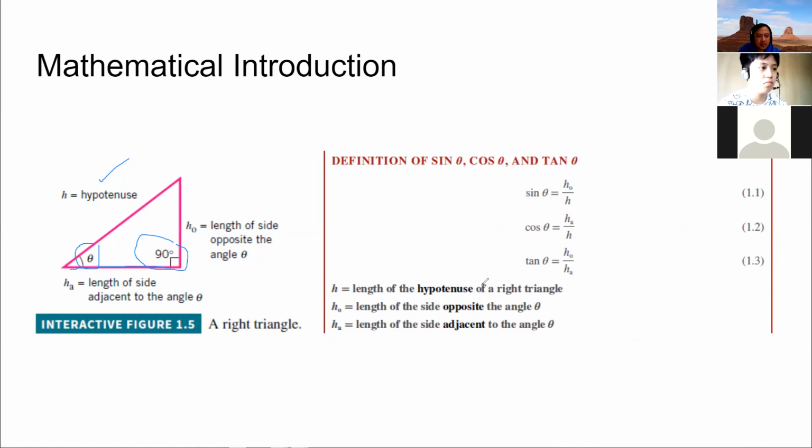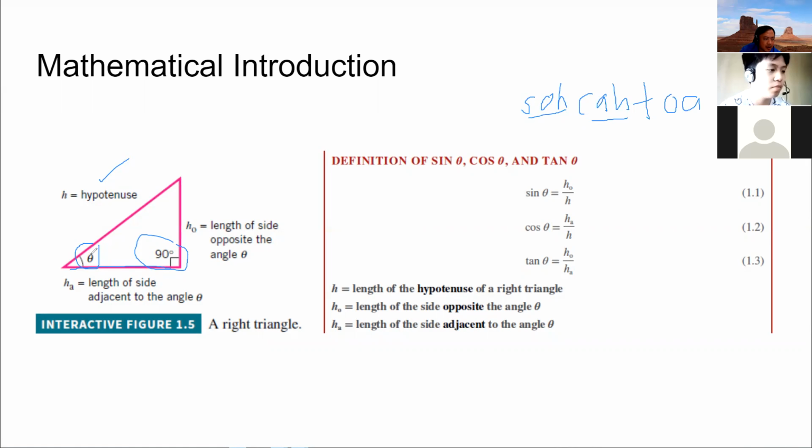Okay, so for trigonometry, for the right triangle, we have to define the three trigonometric functions known as SOHCAHTOA. It's known as SOHCAHTOA, shortcut for the mnemonics. Why SOHCAHTOA? Because for sine theta, it's opposite over hypotenuse. And cosine theta is adjacent over hypotenuse.